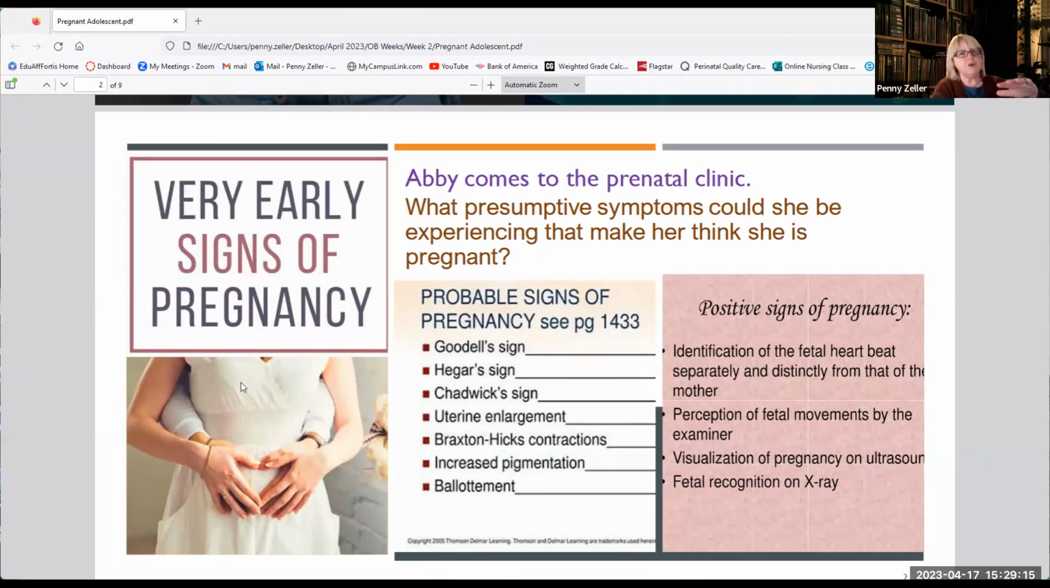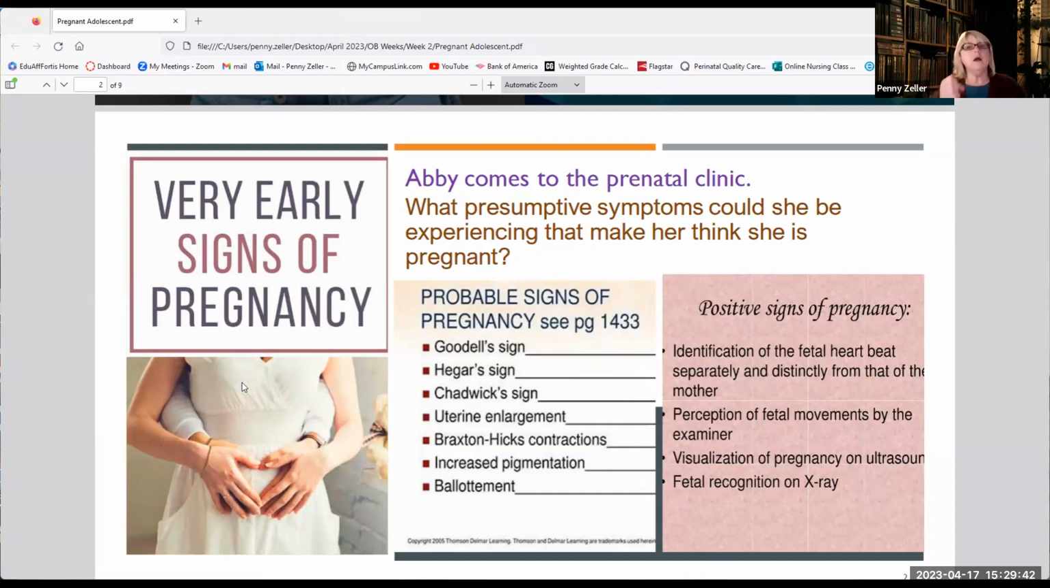Now, she has to be far enough along. She has got to be 10 weeks anyway before I would feel that. So those are all probably she's pregnant. But still, we're not sure. Okay. Positive signs. So when can we tell our client she's pregnant? When we actually see a fetus or an embryo on an ultrasound.